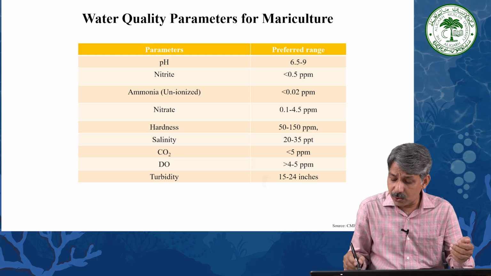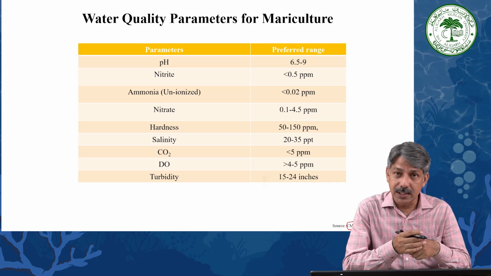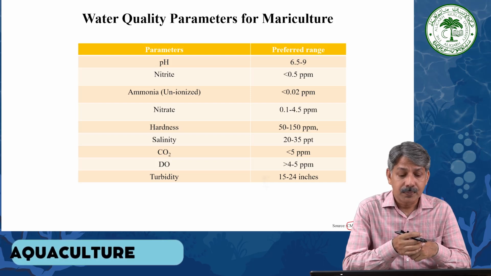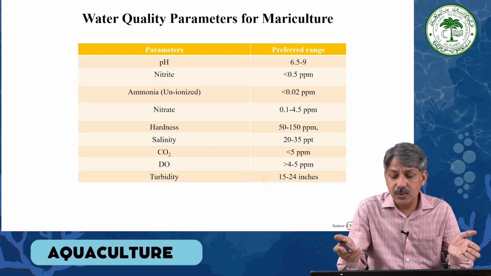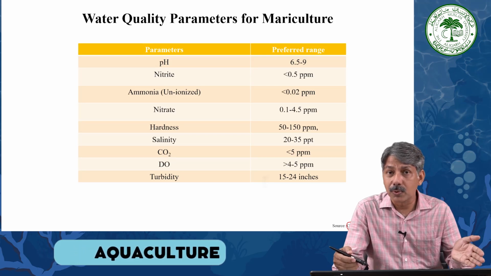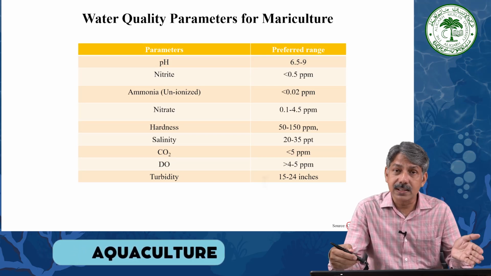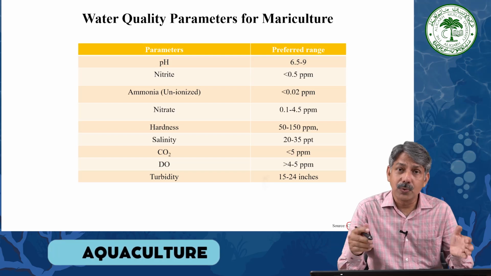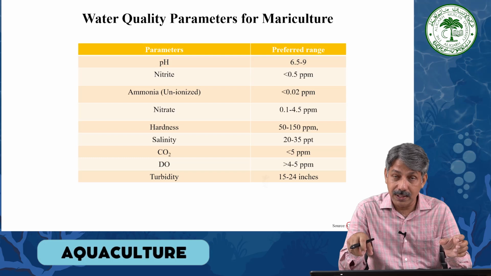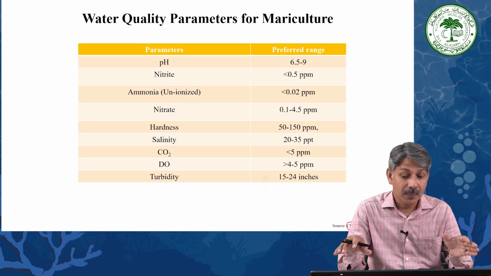In mariculture also, here the information has been collected from the CMFRI website, Central Marine Fisheries Research Institute at Cochin. And you will see that here also the parameters have been provided with some specific, optimal range. You will have to ensure that the water quality remains in this optimal range in order to get better results.